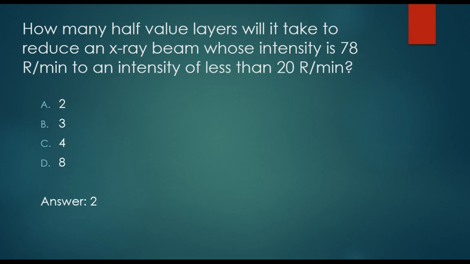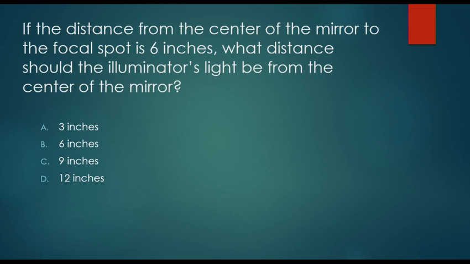How many half-value layers will it take to reduce an X-ray beam whose intensity is 78 Roentgens per minute to an intensity of less than 20 Roentgens per minute? Okay, oops, I accidentally put the answer for you. The answer is 2. Y'all would have probably figured that out pretty quickly, but I'll give you the explanation for it anyway. Oh, hang on, I need to back up.